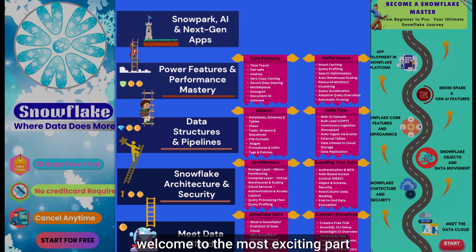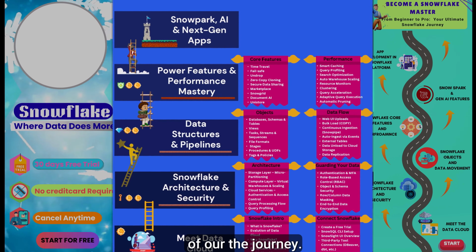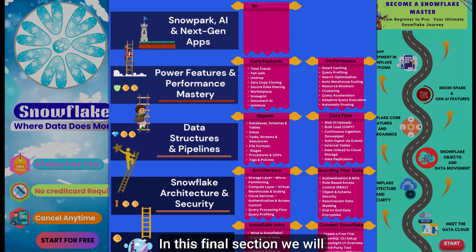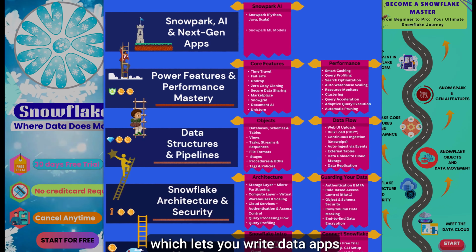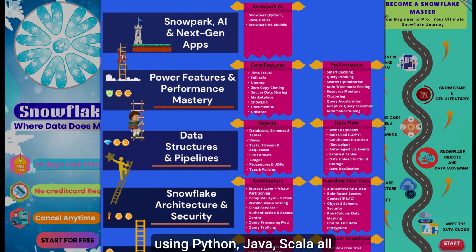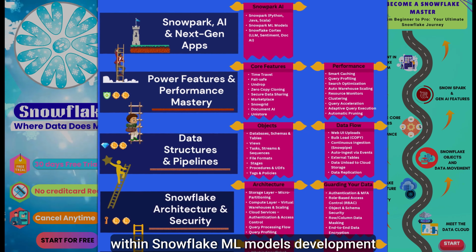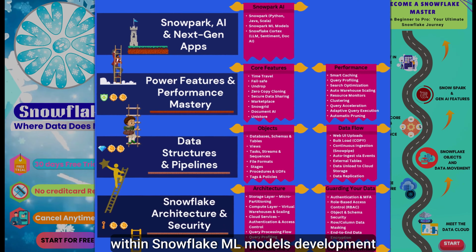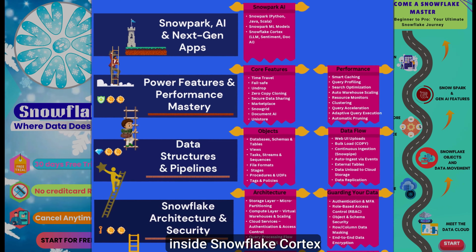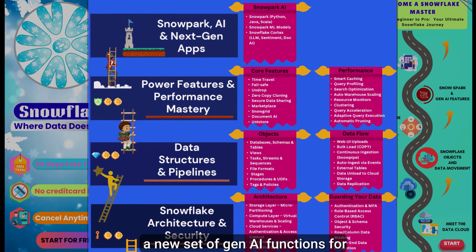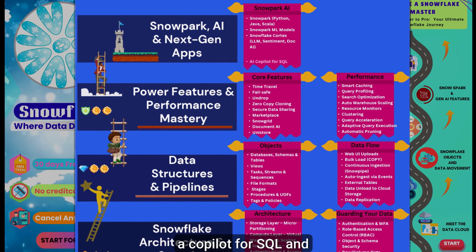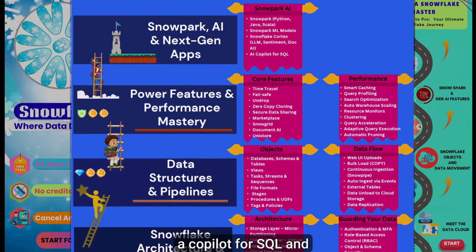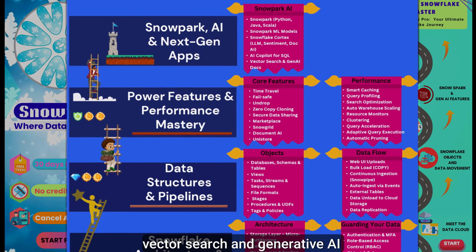Welcome to the most exciting part of the journey. In this final section, we will explore Snowpark, which lets you write data apps using Python, Java, or Scala, all within Snowflake. ML model development inside Snowflake. Cortex, a new set of GenAI functions for sentiment analysis, document processing, and LLMs. AI Copilot for SQL. And vector search and generative AI powered use cases.